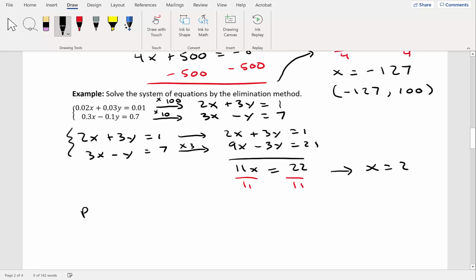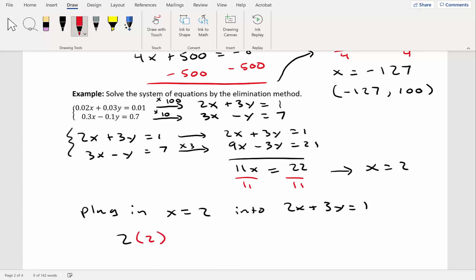Now we're going to plug in x equals 2 into one of our equations. I could use one of the first two equations, but then I'm going to have to deal with decimals, so let's not use those ones. I could even use this one, since this is just a modified version of the first equation. So let's plug in x equals 2 into 2x plus 3y equals 1. So we get 2 times 2, plus 3y equals 1.